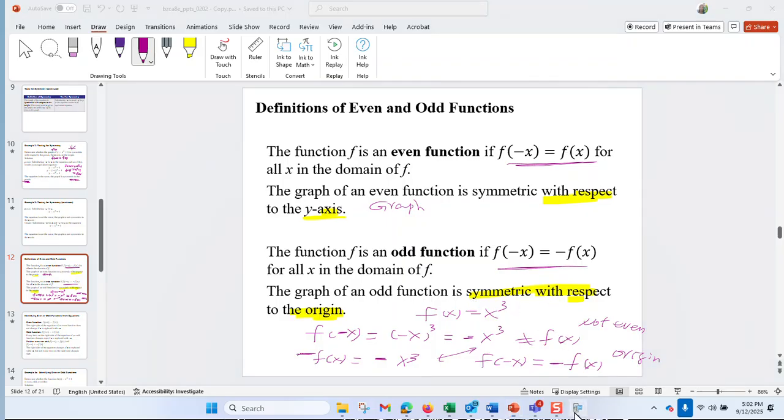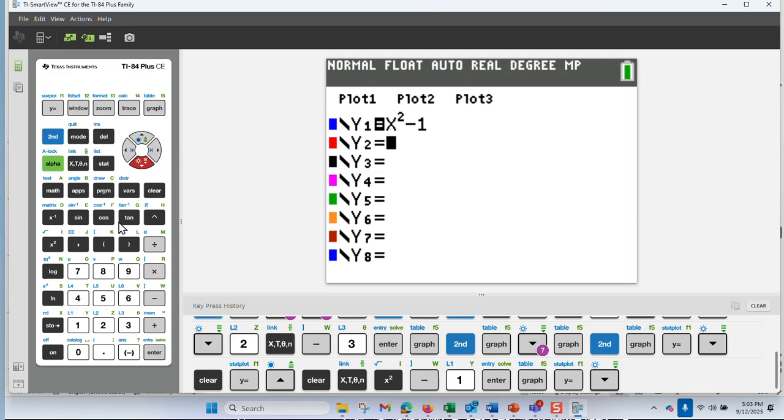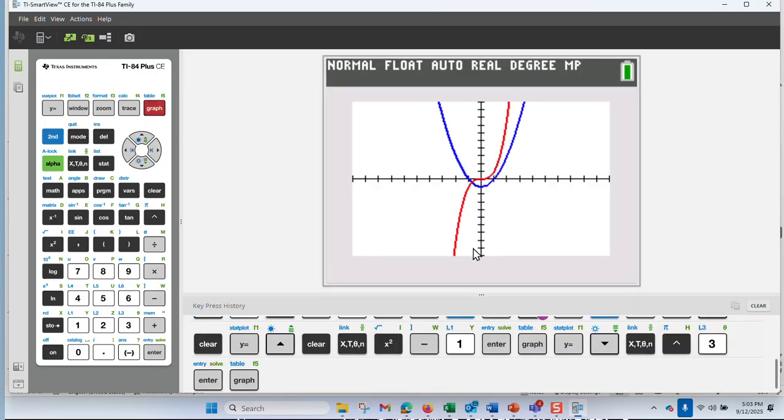So if I graph x to the 3 power, you can see how I know its graph is symmetric with the origin. If I drop a random point, connect it to the origin and extend to the same distance, you can find a corresponding point right here. That's considered symmetric with the origin.